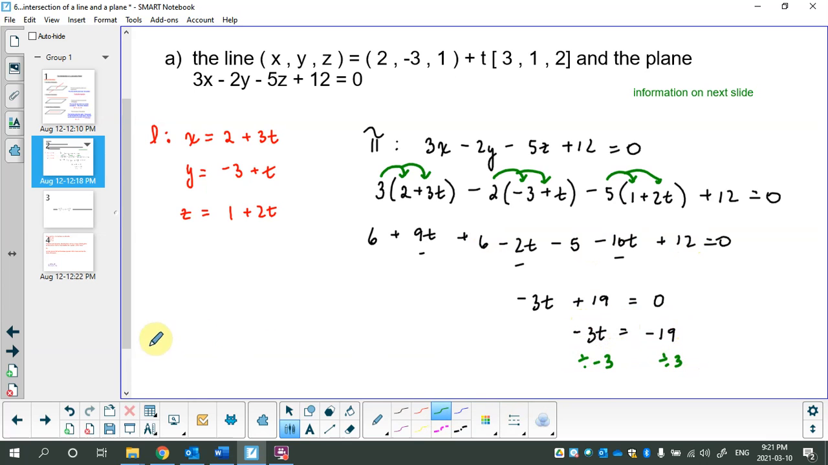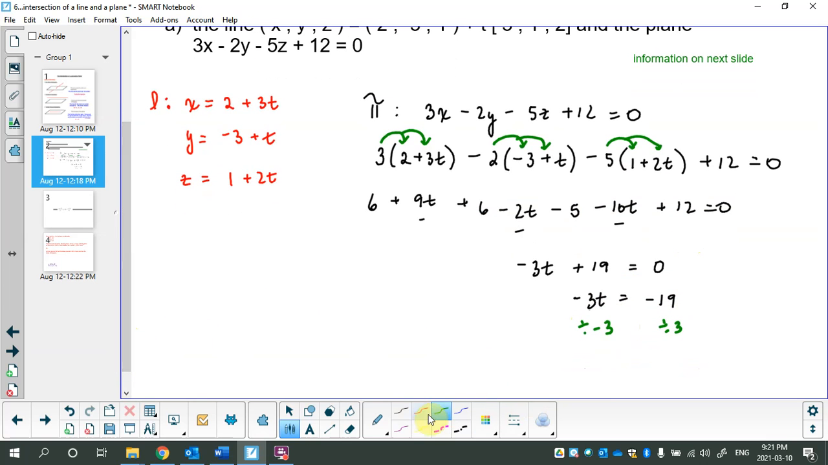And I'm going to leave this in fraction form, even though that might annoy some of you. Did it for the third time, I think. Negative. So that's positive 19 over 3. I am in the middle of a hand cramp.